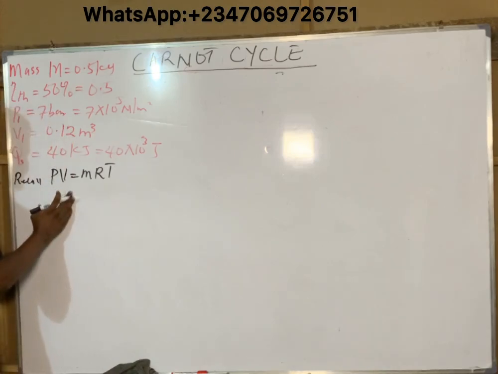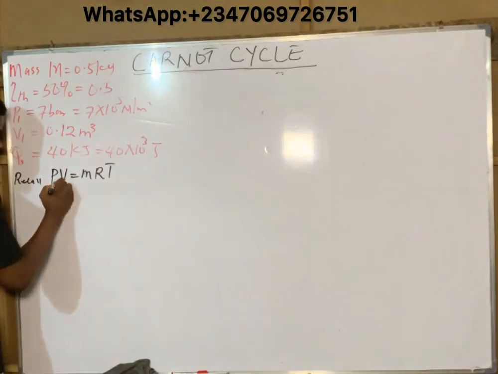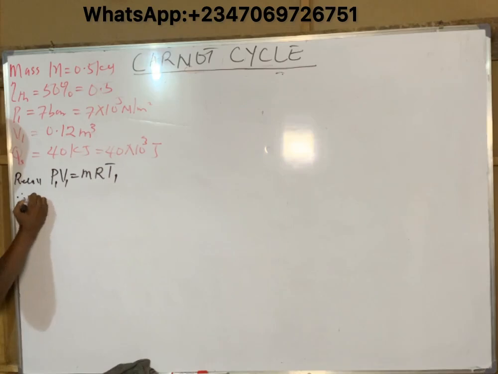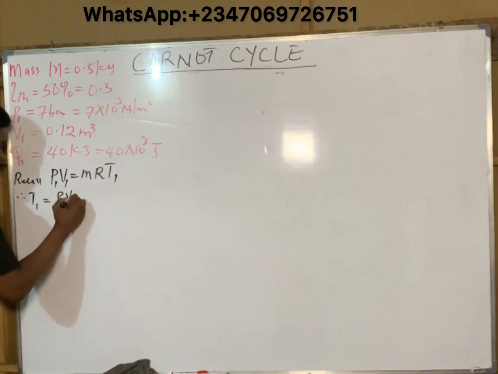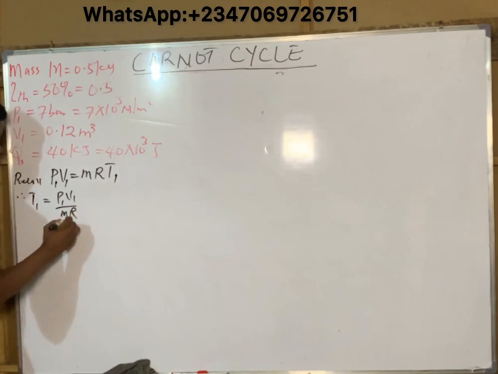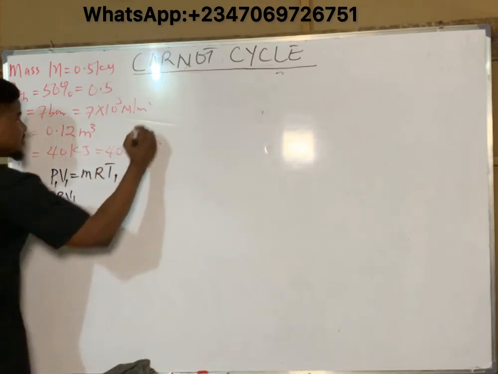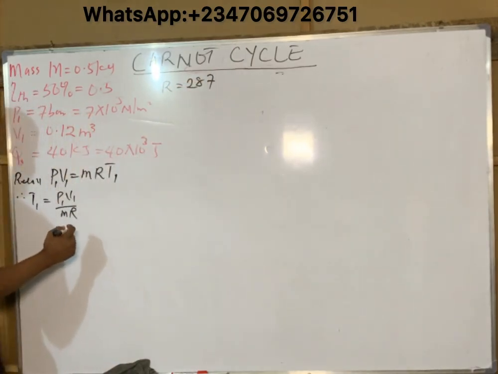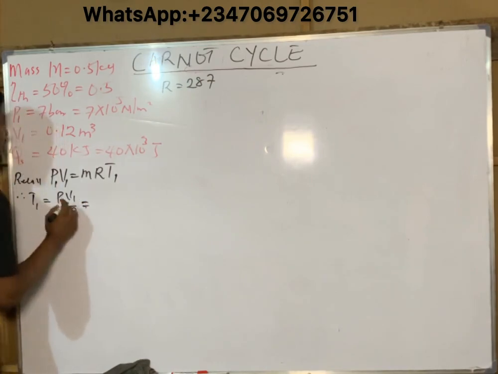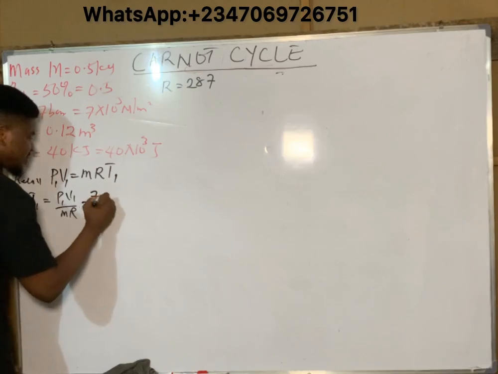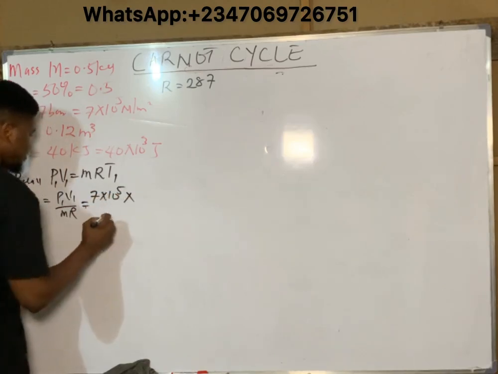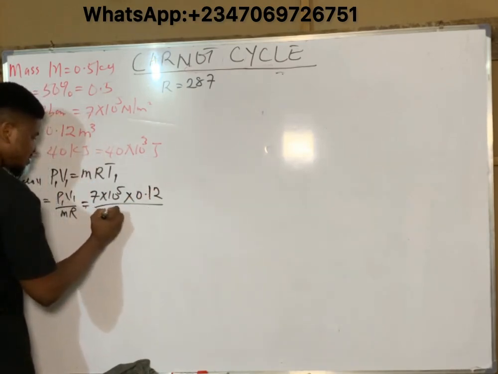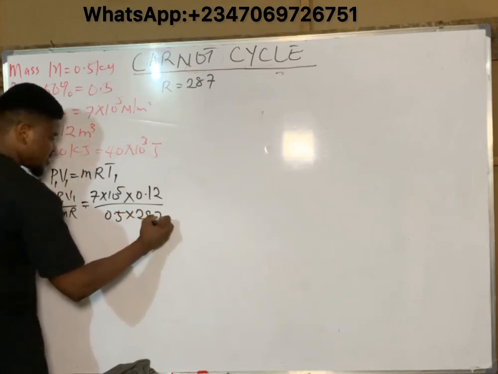So if we consider the initial state, then P1 V1 is going to be M R T1. From here, we can get our first temperature T1 to be equal to P1 V1 all over MR, where R is the gas constant and the value of R equals 287. So this is going to be equal to P1, given to us as 7 by 10 to the power of 5, multiplied by V1, given to us as 0.12, divided by the mass 0.5 multiplied by 287.